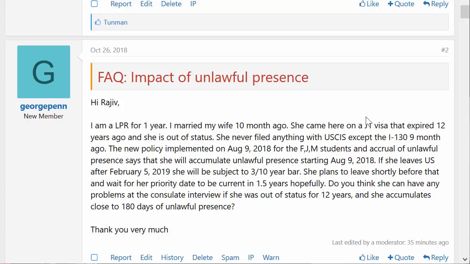That has changed, as this gentleman knows well, and they have pointed out, under the new memorandum, she will start accumulating unlawful presence on August 9th, 2018. The way this works is, if you accumulate 180 days of unlawful presence, you will be barred from entering the USA for 3 years. If you accumulate 1 year of unlawful presence, then there is a 10-year bar. That's called the 3/10 bar. Now, there is of course a waiver called the 212(d)(3) waiver, which is available for non-immigrant visas, but that doesn't help you with your green card.